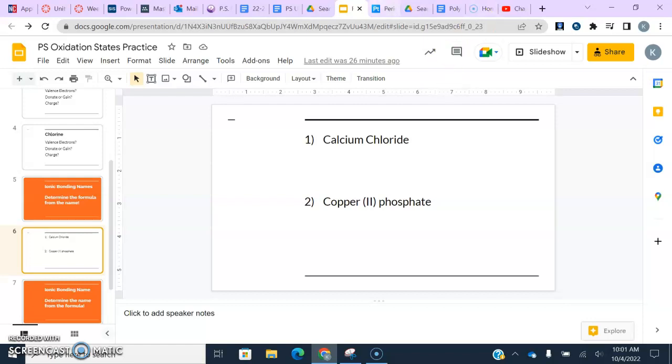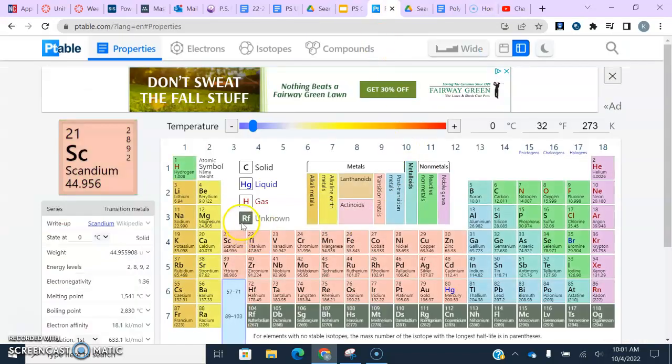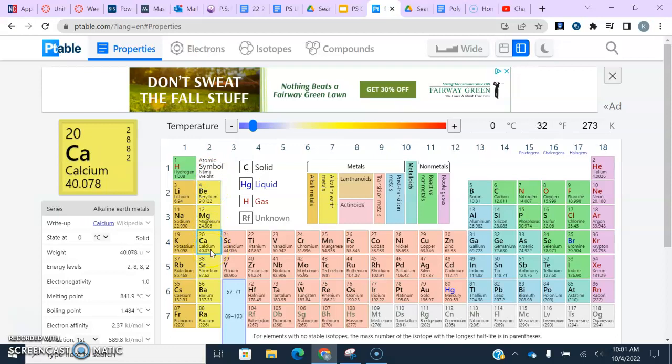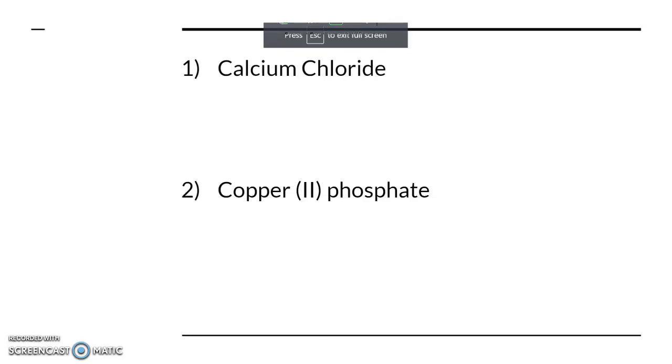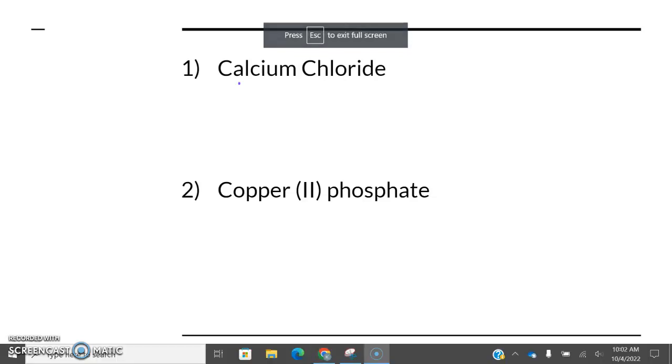So for calcium chloride, let me check my table really quick and find calcium and chlorine. Calcium is in group 2, so calcium is going to have a 2+ charge, and chlorine is in group 17, which means it has 7 valence electrons, which means it wants 1 electron to fill up its octet, so it has a 1- charge. So calcium is 2+, chlorine is 1-. Let's go back here. We're going to have our calcium, which is 2+, and then our chlorine, which is 1-.